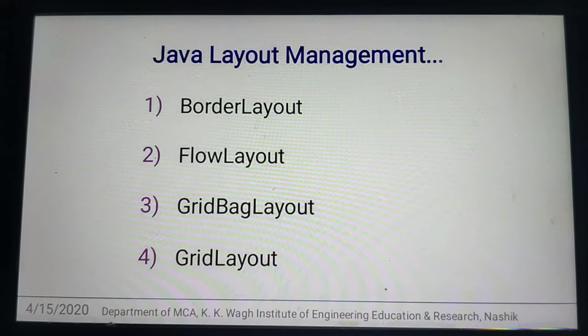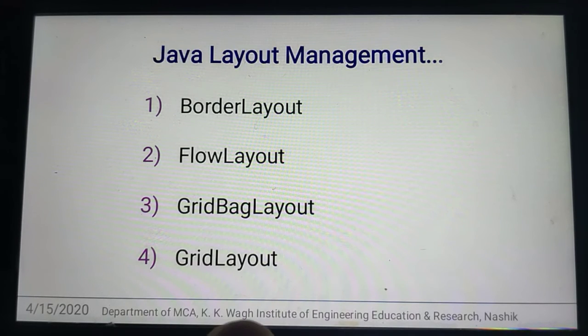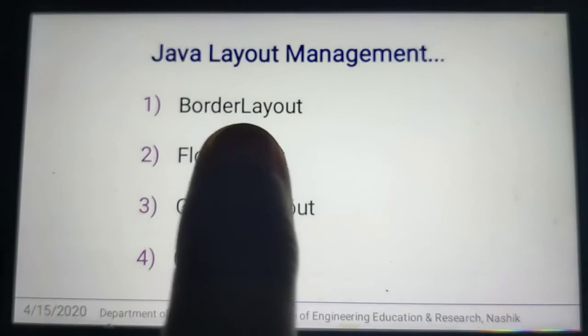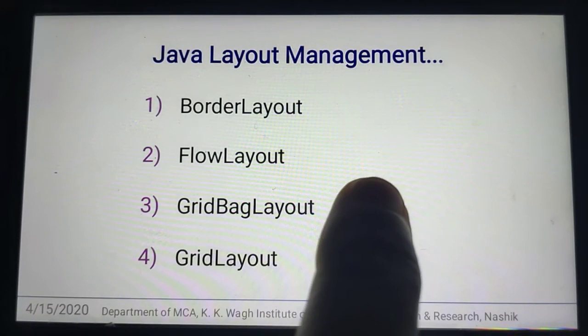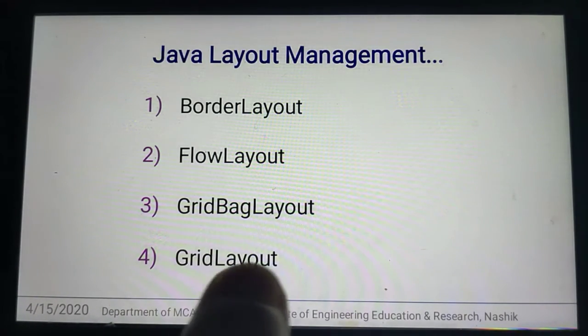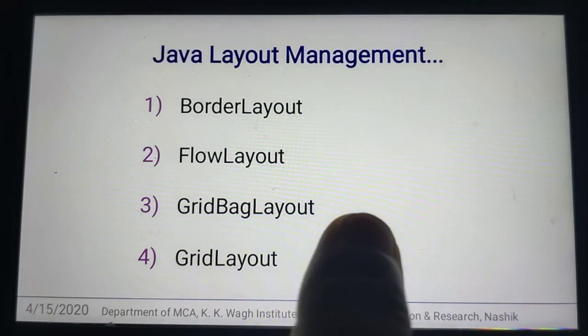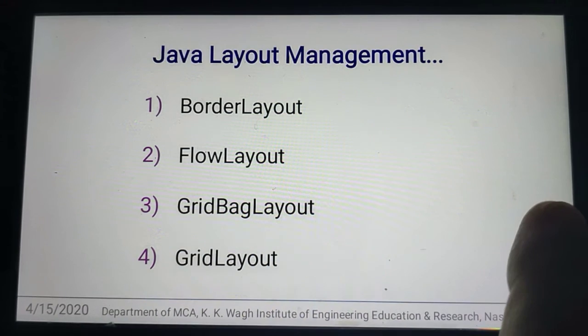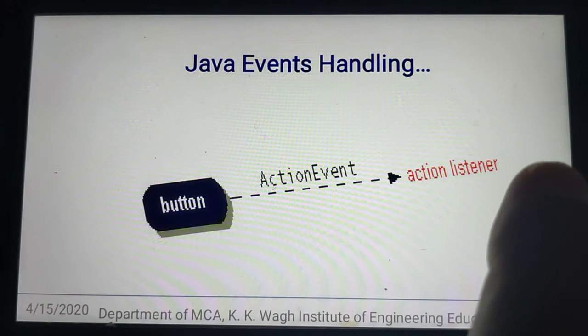As we have already discussed the layout manager, similarly in Swing also we get the layout manager. These are the 4 types of layout manager we get in Swing, whereas in AWT we discussed only 3 types. Border layout we discussed in AWT, and it is almost similar in Swing. Flow layout we get in AWT also. Grid layout also we get in AWT. Only grid bag layout we do not get in AWT. Let's discuss this. What is this grid bag layout?